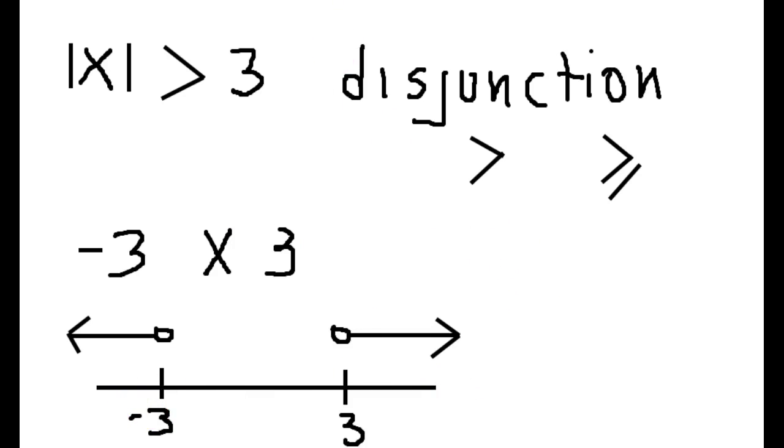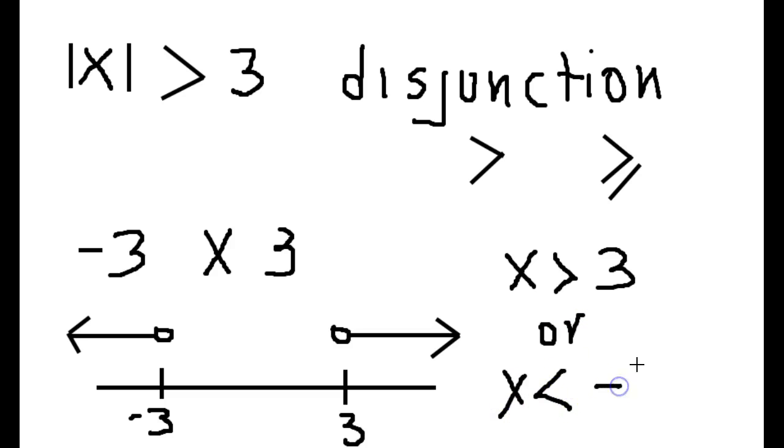So now we can write those two inequalities. We can say that x is greater than 3 or x is less than -3. And that's the solution to our absolute value inequality, which happened to be a disjunction.